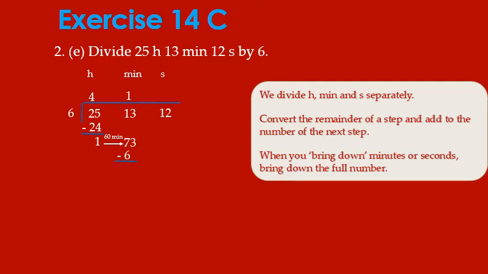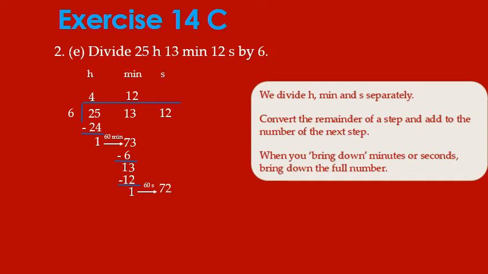6 ones are 6. 7 minus 6 is equal to 1. 3 carried down, 13. 6 twos are 12. 13 minus 12 is equal to 1. Now again we have the remainder as 1 minute. This 1 minute we will convert into seconds. So 1 minute is equal to 60 seconds. And now this 60 seconds will go to the seconds column, and we will bring down the full number, that is 12 seconds, and add this 12 seconds to 60 seconds, which will give us 72 seconds.